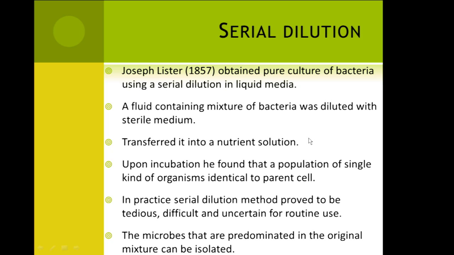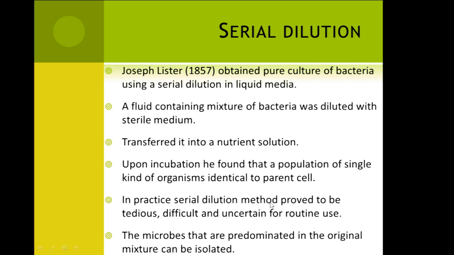Joseph Lister in 1857 obtained pure culture of bacteria using a serial dilution in liquid media. He took a fluid containing a mixture of bacteria and diluted it with sterile medium. Then he transferred the diluted sample into a nutrient solution. Upon incubation, he found that a population of a single kind of organisms identical to the parent cell had grown in that culture. All of these organisms were of similar kind, so he was the first person who successfully cultured organisms in pure culture by using liquid medium.